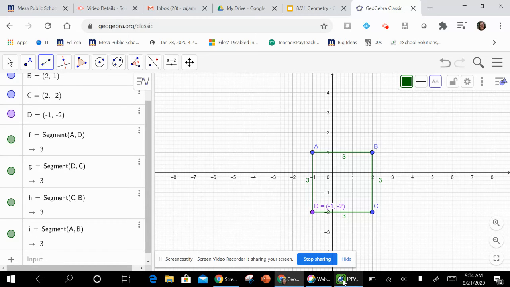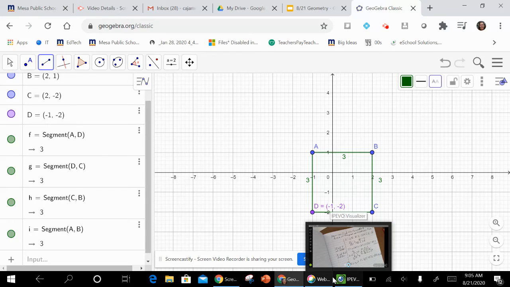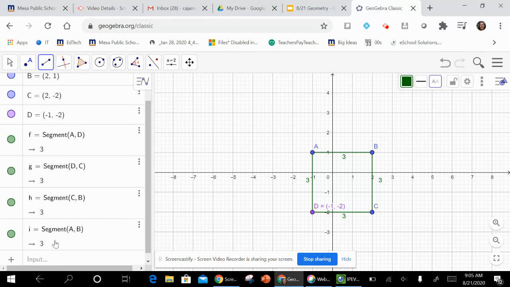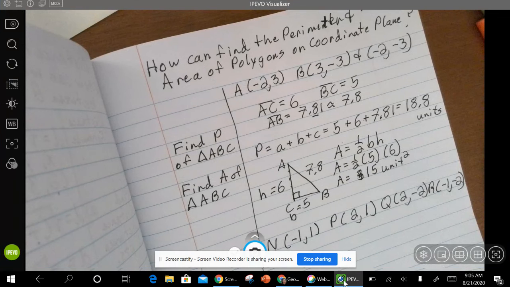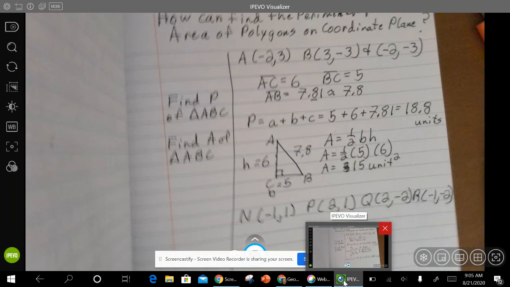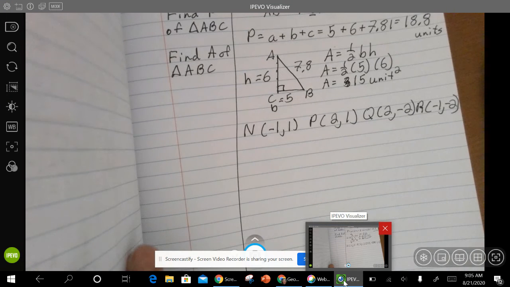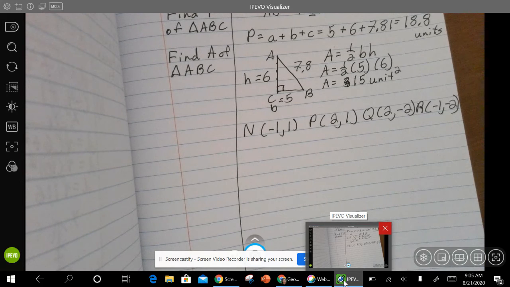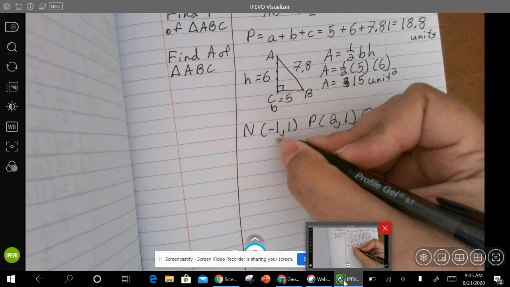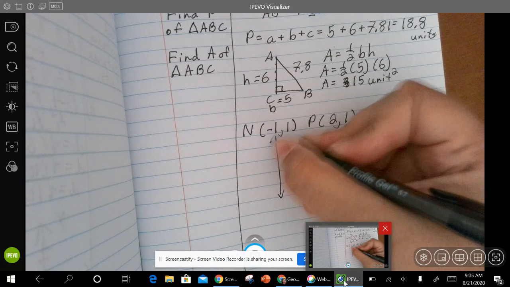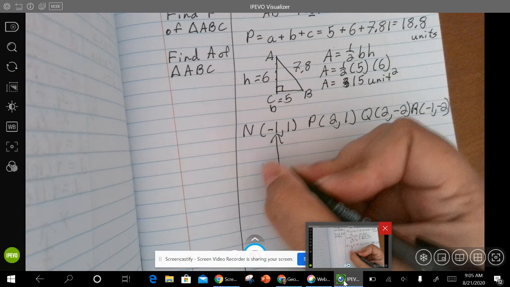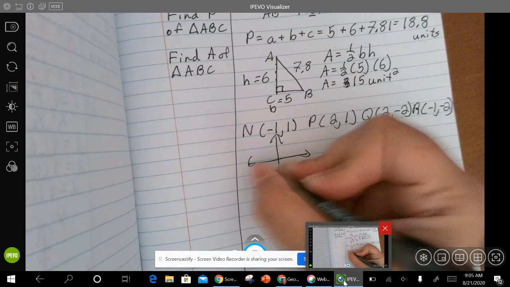Okay, so now we can use that, everybody. Notice it's showing it over here for you. Again, you're going to need this on your project. It's going to help you on your project. Okay, so let's look at this one. So I'm going to do a quick sketch so you all can see it.